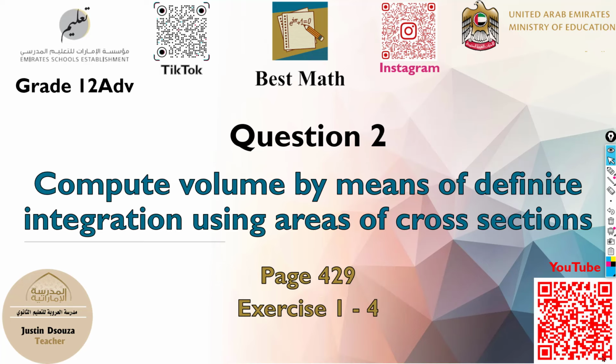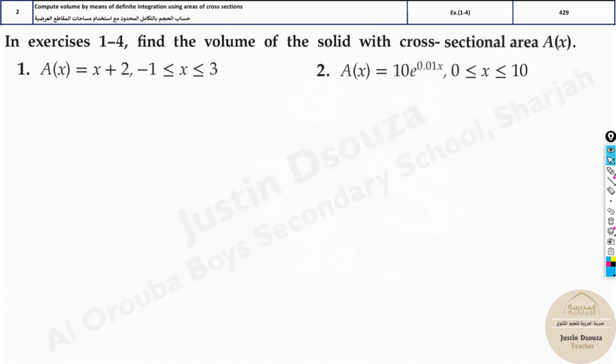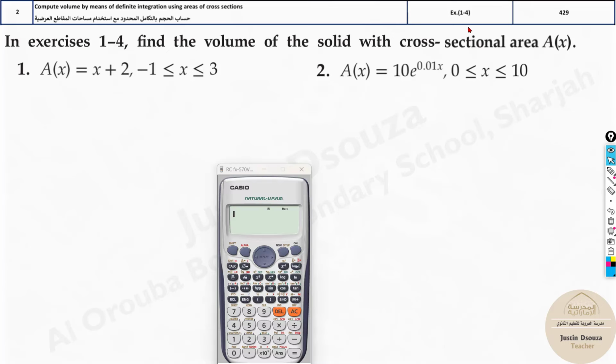Question 2 is to compute volume by means of definite integration where areas of cross sections are given. Basically, these are the easiest of all problems because the area is given. You just have to find the volume. That is by integrating this at the given limits. That's it. Now, these can be directly done in the calculator. I'll show you now. All you need to know is the formula, that is integral.